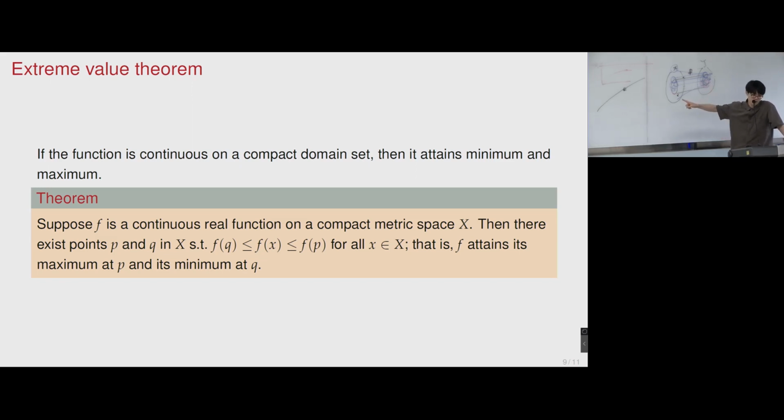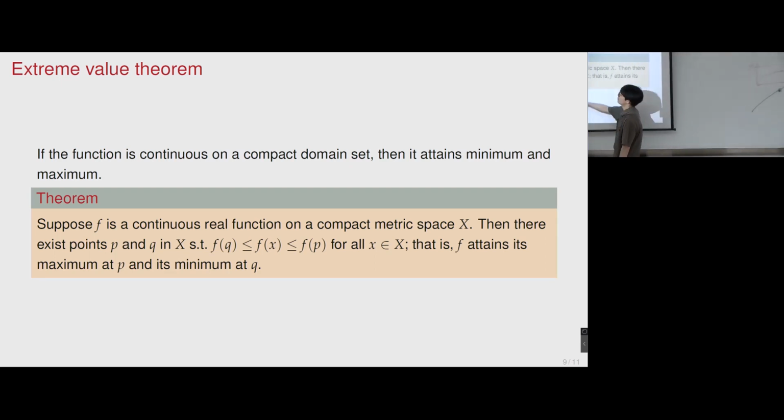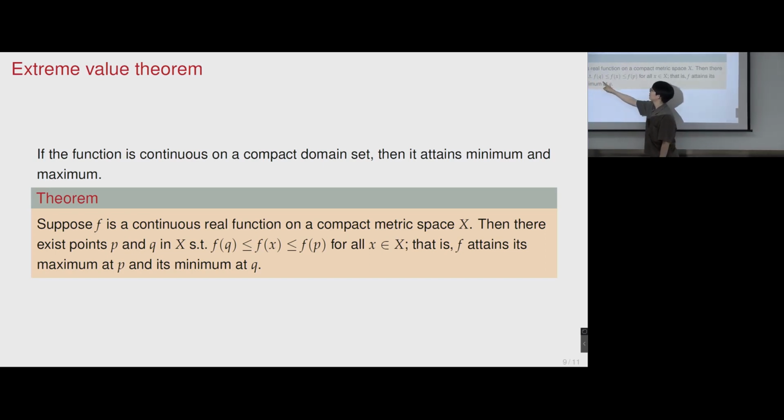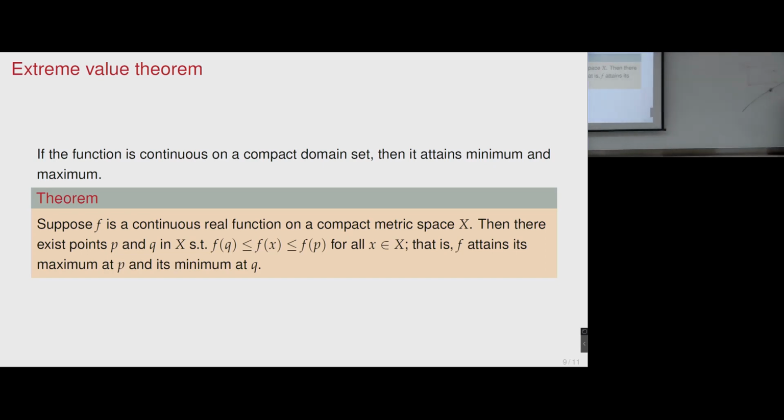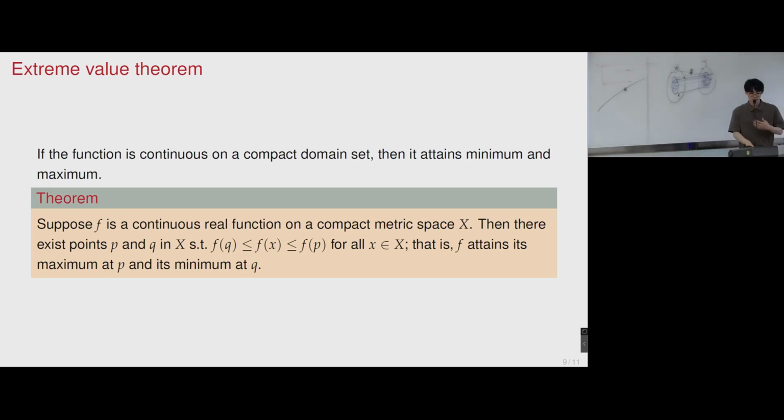f is a continuous function on a compact metric set. Then there are going to be some points P and Q such that this holds, which basically means minimum and maximum, right? So basically it contains the maximum and minimum. That's why this continuity and compactness property is very important.